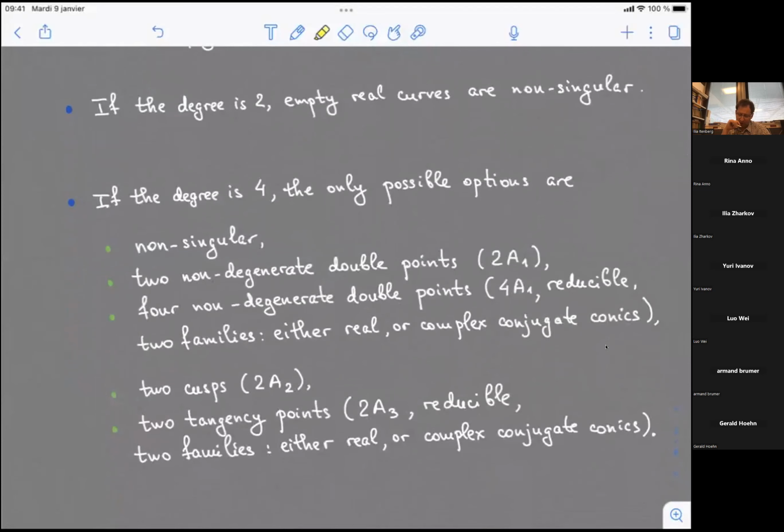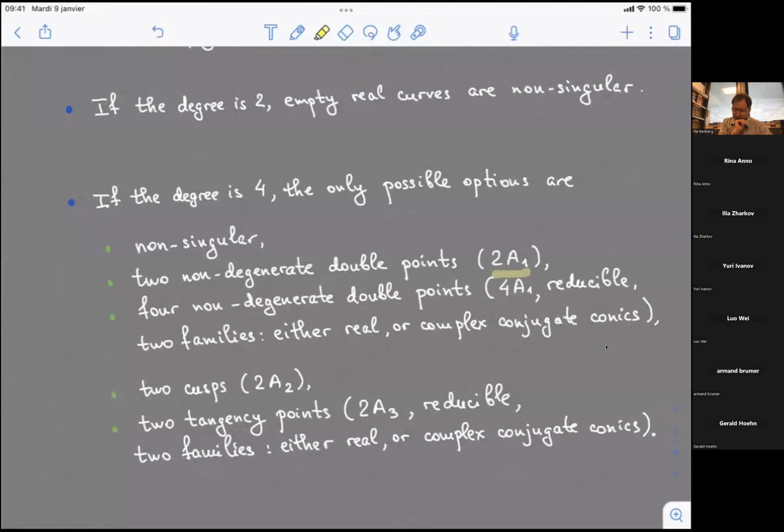So what do I mean by options? I describe possible singularities, and in fact, I also at the same time describe equivariant equisingular deformation classification. So an empty real quartic can be either non-singular, or it can have two non-degenerate double points. This, I will just write 2A1. It can happen that this quartic has 4 non-degenerate double points.